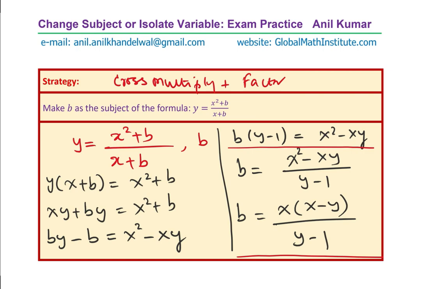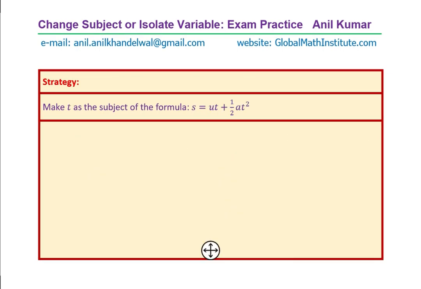Perfect. Now here is the last question, which is, make t as the subject in the formula s equals to ut plus half at squared. So we have s equals to ut plus half at squared. You need to isolate t. So we have discussed many strategies. For this particular question, we actually need a new strategy.